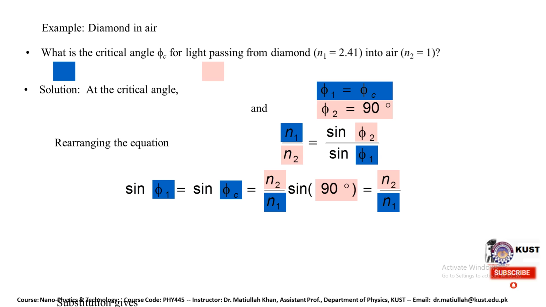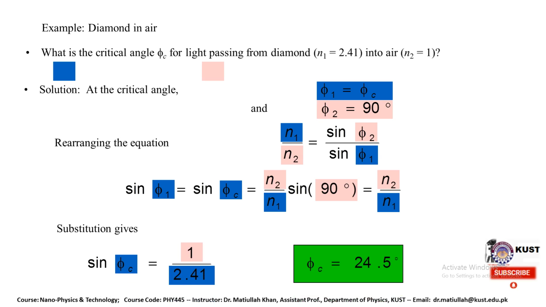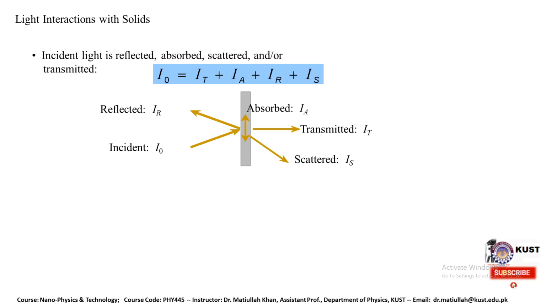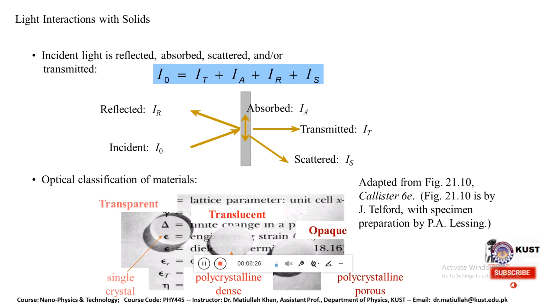So what happened? In this case, lambda 1 is equal to 5, lambda 1 is equal to 5c, and lambda 2 is equal to 90 degrees. After the calculation, we can see that the critical angle is equal to 24.5 degrees. So this is some information we get: the critical angle between these two particular media is equal to 24.5 degrees.